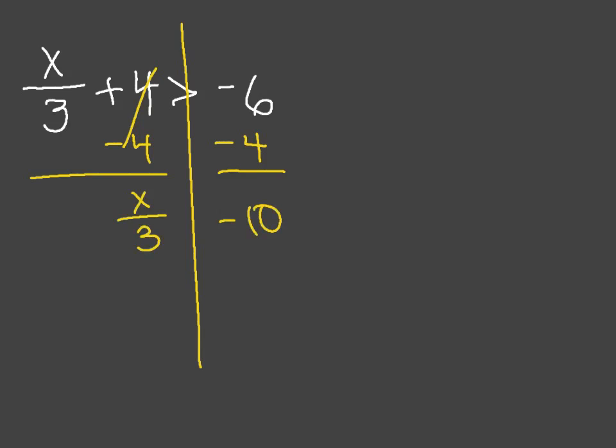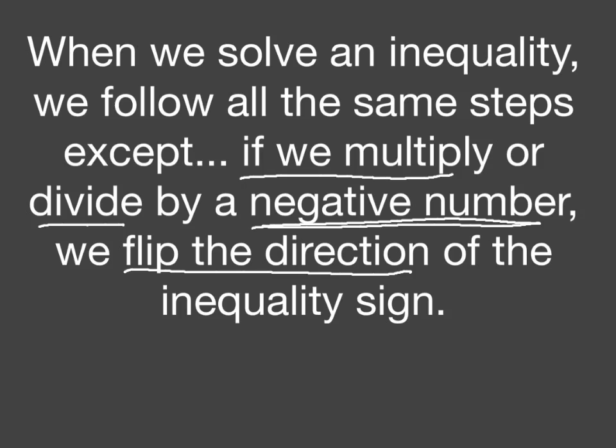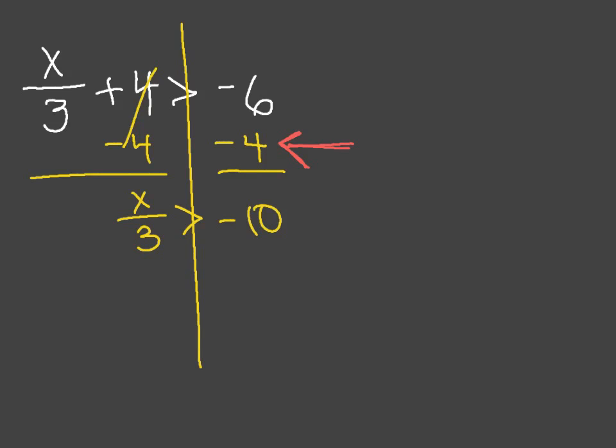But now the big question, the thing that's different about inequalities, is I'm looking at this symbol and deciding: should it stay the same or should it change? Well, because our step, what we just did, was subtracting 4, my symbol is going to stay the same. Because, like we said, it only changes if we multiply or divide by a negative number. But really all we did here was subtract 4, so my symbol's not going to change.